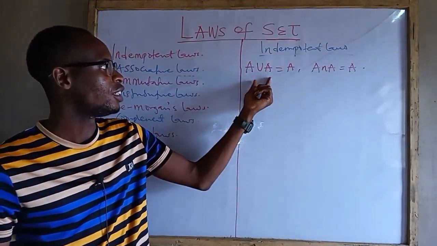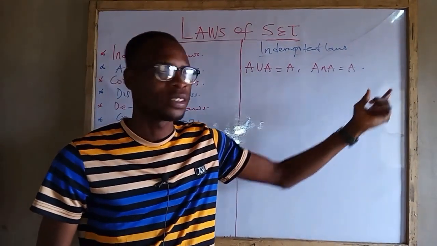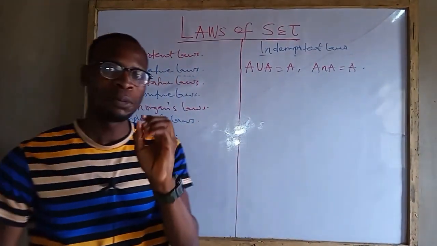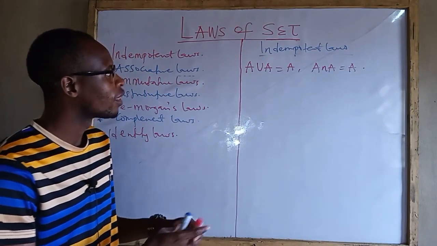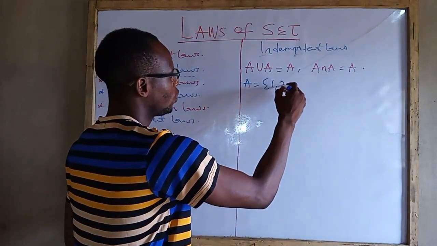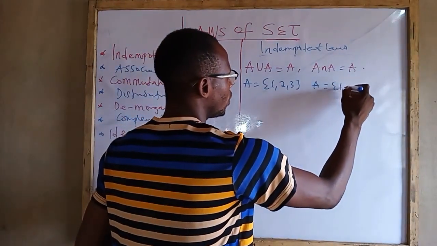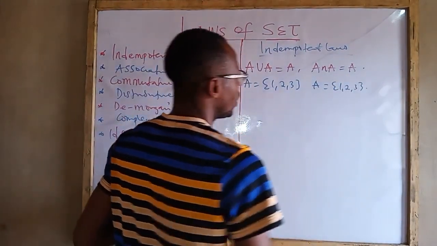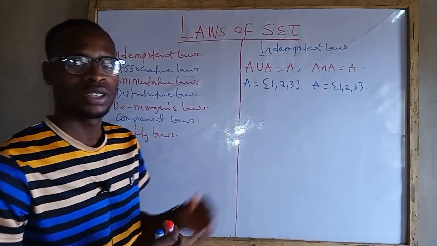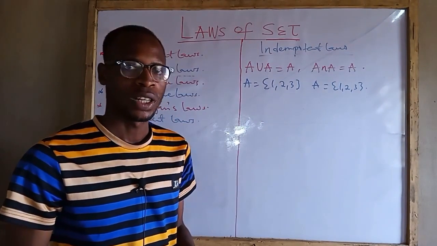A union A is equals to A. A intersection A will also equals to what? A. And let us verify this with a simple problem. Given that A is equals to 1, 2, 3, and another set A is equals to 1, 2, 3. Of course, if you have A equals to 1, 2, 3, you also have A equals to what? 1, 2, 3. Are we together?